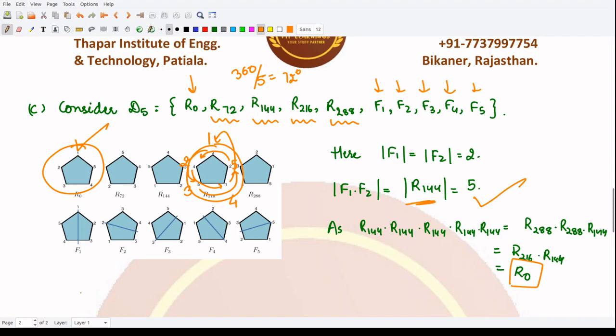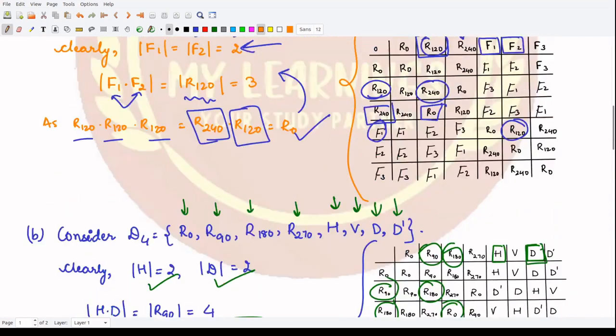You can also construct the Cayley table for D5 for easier calculation, right? So I hope you understood this question well.